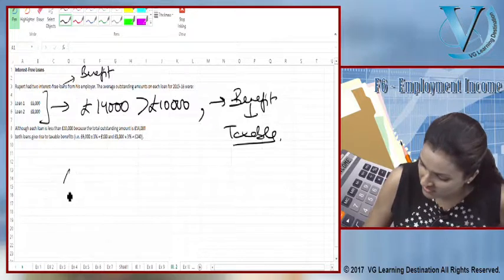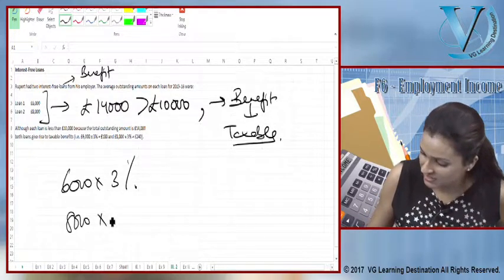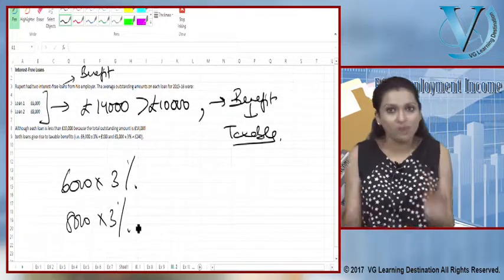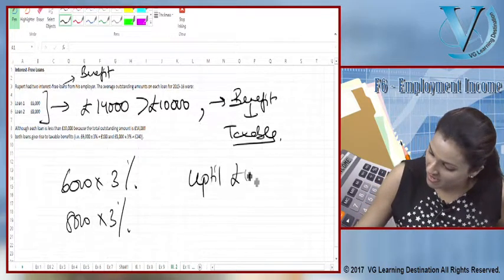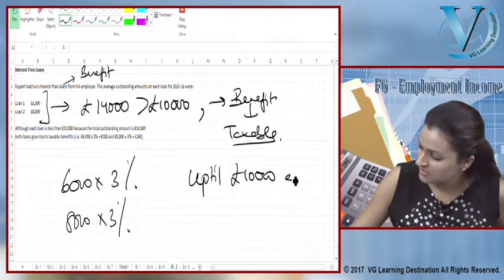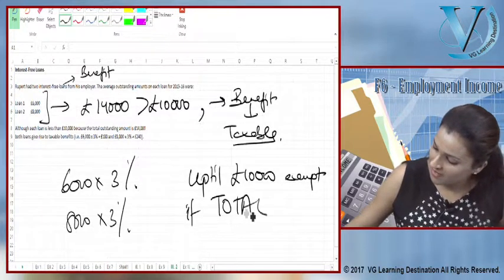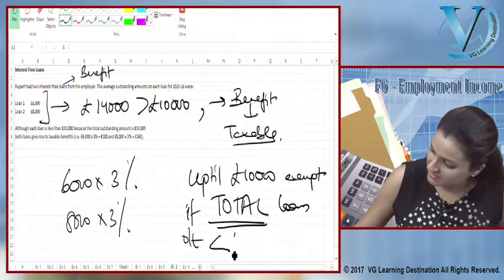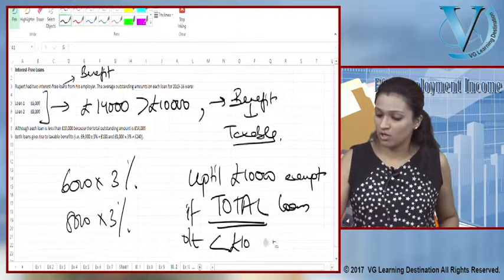So 6,000 at 3% and 8,000 at 3% is what you need to pay tax at. So definitely the benefit is okay up till £10,000. It becomes exempt if total loan outstanding is less than £10,000. So you have to look at total loan outstanding.